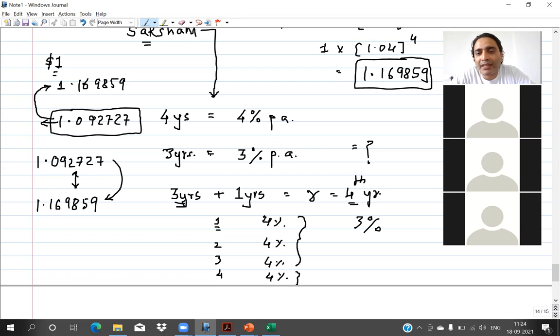आप चार साल के लिए करो, तीन साल के लिए करो. तीन साल के लिए आपको कम रेट क्यों दिया जा रहा है? Because you are blocking your money, you are taking less risk. Yes sir. That's why this is offered at 3% per annum.